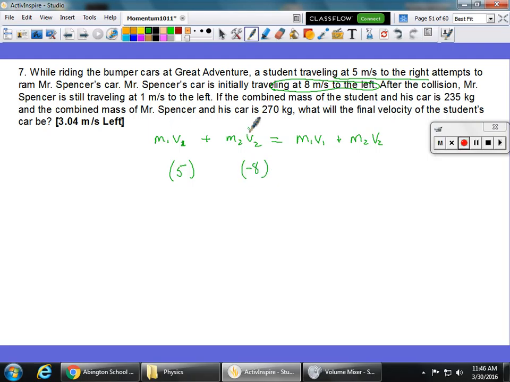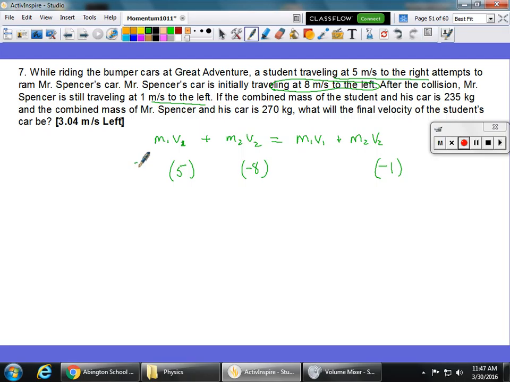This is number 2, Mr. Spencer. It says after the collision, Mr. Spencer is traveling 1 meter per second to the left. So Spencer is 2, and left is negative, so he's going -1. And now it tells us their combined masses. The student is 235, and Spencer is 270.